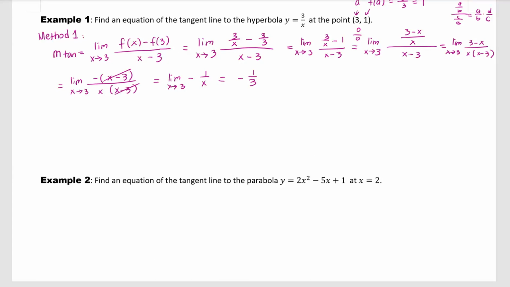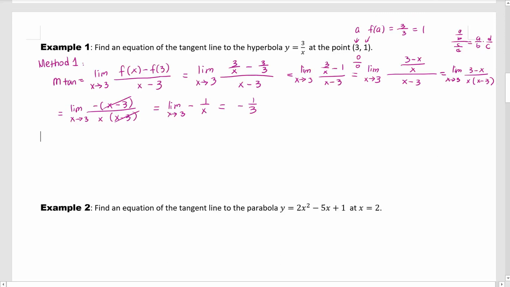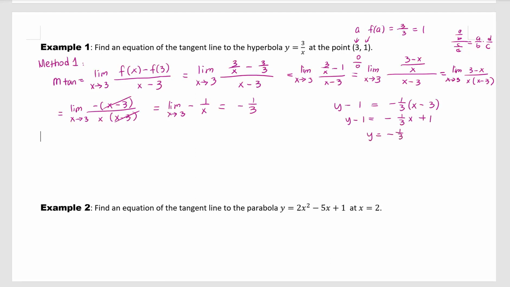And then, how do we find the tangent line? Well, for the tangent line equation, we need the point. We also need the slope. Do we have the point? Yes, that is (3, 1), right? Do we have the slope? Yes, that's negative 1/3. So the tangent line is y minus the y coordinate of the point equals the slope times x minus the x coordinate of that point. So we have y minus 1 equals minus 1/3 times (x minus 3). Distribute it, it becomes positive 1. So we solve for y. We add 1 to both sides. Then we have plus 2 here.